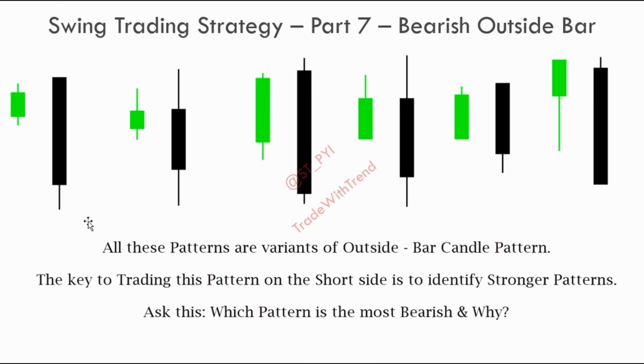Now all these patterns that I've showed are actually variants of the outside bar candle pattern. Now the key in this strategy, that is to trade on the downside, is to identify which pattern is most bearish and why. Just for a second, pause this video and try and figure out which of these patterns is actually the most bearish and why. So if I have to pick out, I would say that this particular pattern is extremely bearish. Why? Because in this pattern, this first candle signifies strong buying momentum. A lot of buying has happened.